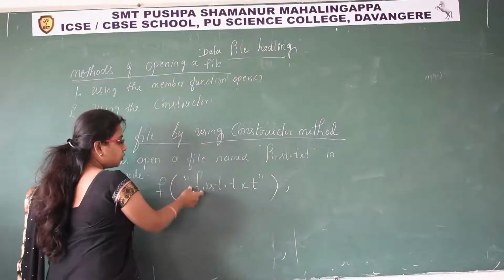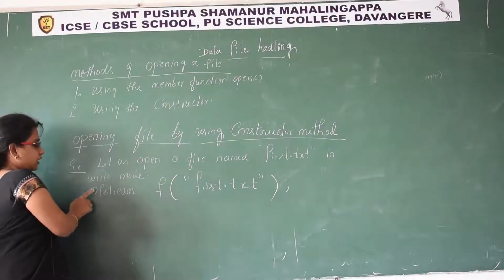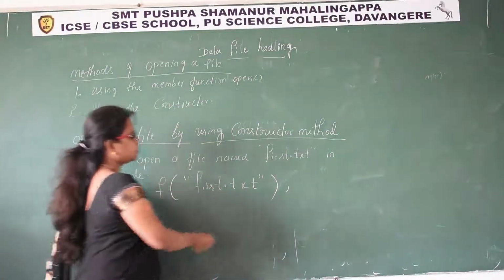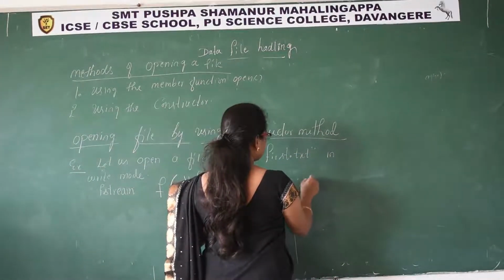In that, what is the mode? Write mode. Who is indicating it is a write mode? OF stream class. If I take F stream, you can mention the mode here, comma ios scope resolution out.